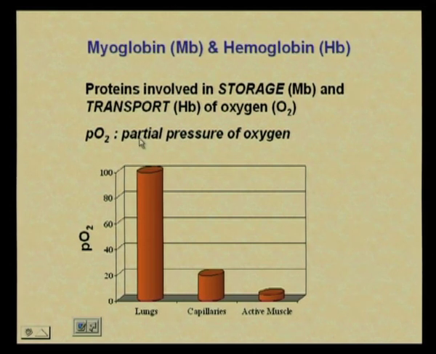If we look at the partial pressure of oxygen, the partial pressure in the lungs is the highest. Why? Because we breathe in oxygen that goes to the lungs and is passed through the capillaries to the active muscle, where the oxygen is required for our activities. So the lungs have the largest partial pressure of oxygen, followed by the capillaries, followed by the active muscle.